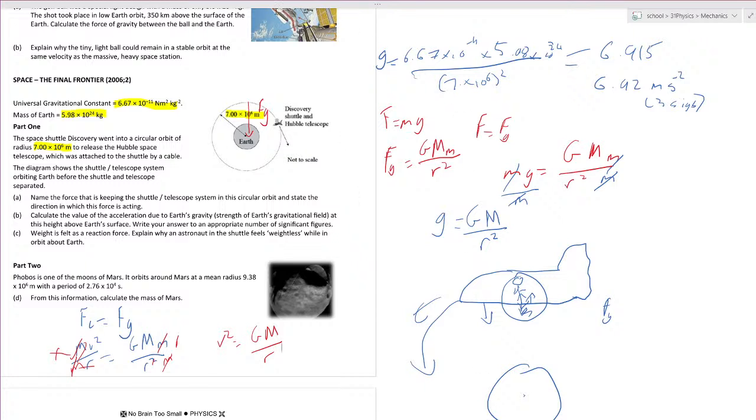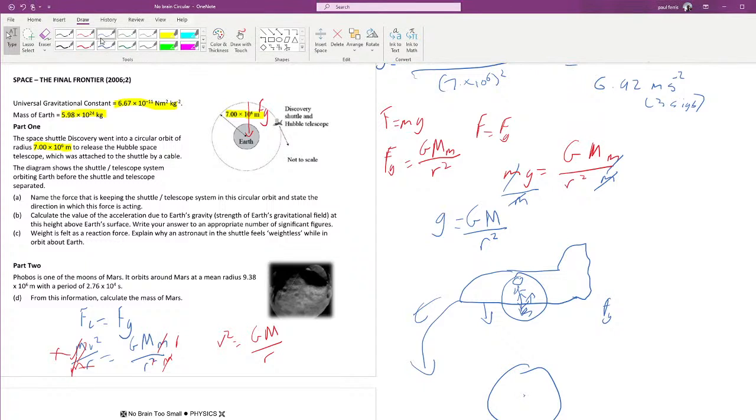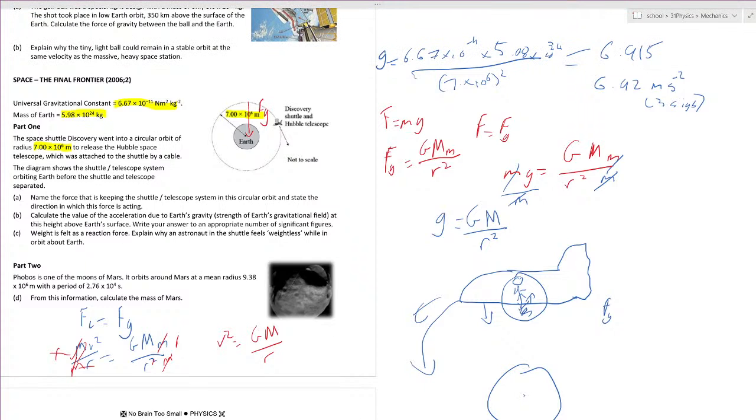Again, multiply both sides. Oh, I'll do a different pen color. That's probably an easier way to get different pen colors. So I'm going to multiply this side by r, that side by r. They're going to cancel. And then I'm going to divide both sides by big G. So my end formula is going to be radius times the velocity squared divided by the gravitational constant is equal to the mass of the planet Mars.